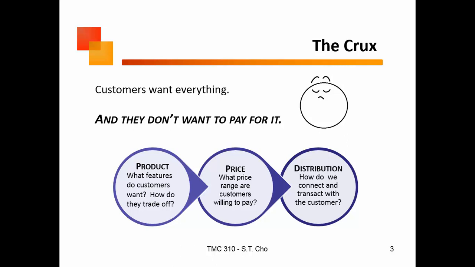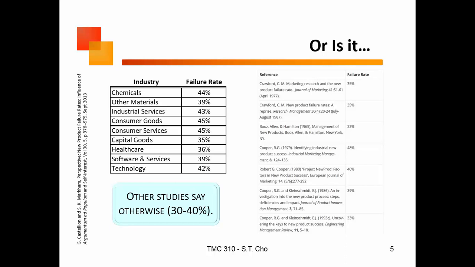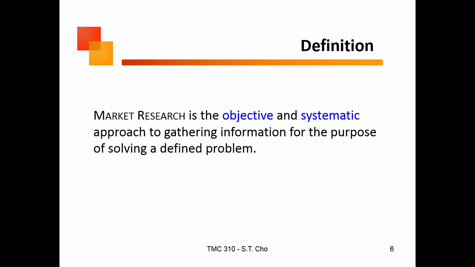So in terms of my marketing mix, it's like, well, what product features should I have so they are going to pay for it? What range of price are they going to pay? And what distribution networks are going to work that they're going to connect with? So they're the things I want to know. Depending on who you believe, new product failure rates can be as high as 80 to 90%. On the other hand, some other studies challenge it, and they say it's really only 30 to 40%. But either way you add it up, that's a heck of a lot of failure.